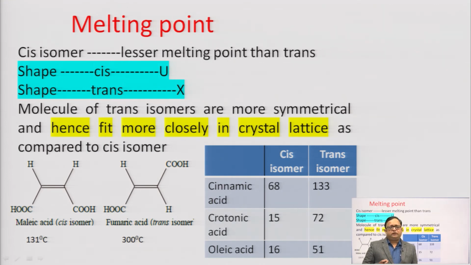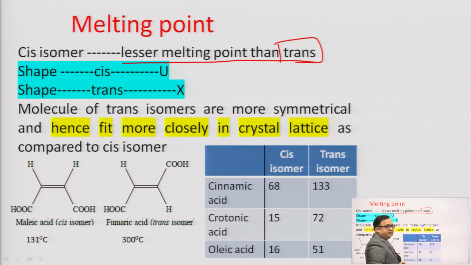Next comes the physical property that we can utilize for the configuration of geometrical isomers, that is melting point. As a general statement, cis isomers have a lower melting point than trans. Now, how is it happening? See, this is one example of a cis isomer.